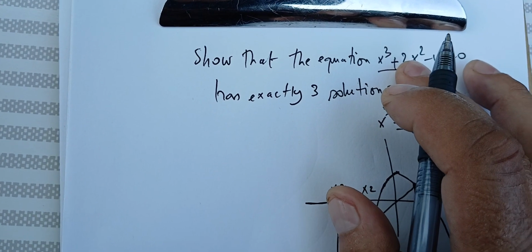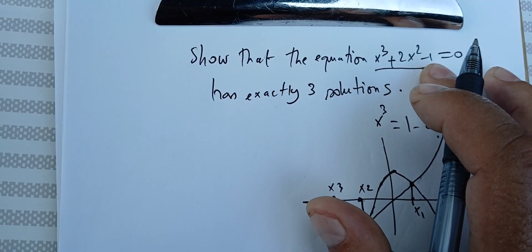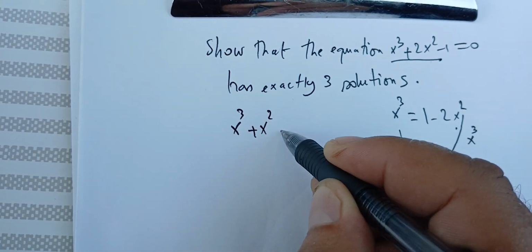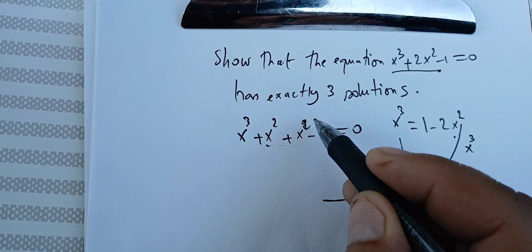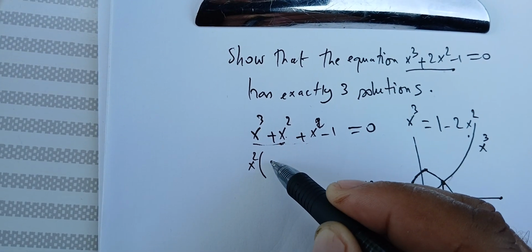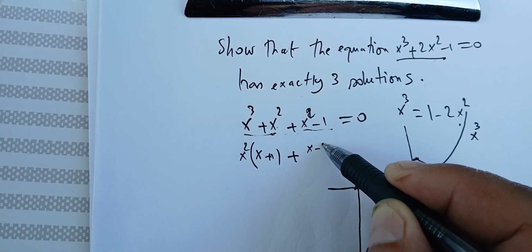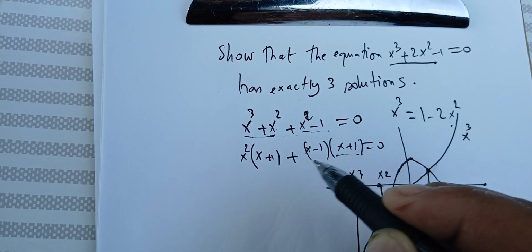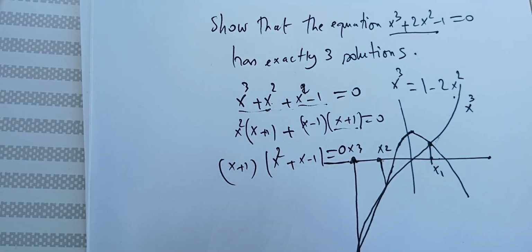In our case, we're going to split the x squared, factor out, and see what we have. We have x cubed plus x squared plus x squared minus 1 equals 0. I split the 2x squared into x squared plus x squared. Now I can factor out x squared to get x squared times x plus 1. And I can use the fact that x squared minus 1 is just x minus 1 times x plus 1. Now I can factor out x plus 1. So I have x plus 1 times x squared plus x minus 1 equals 0.